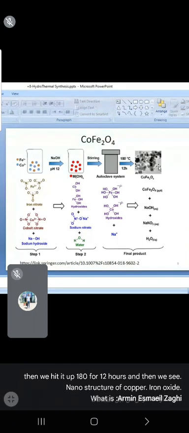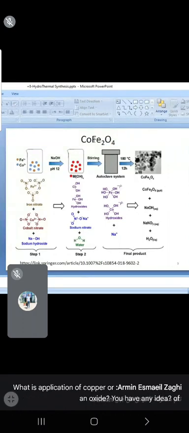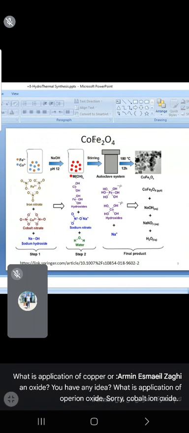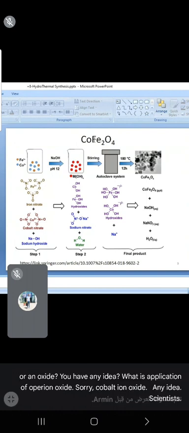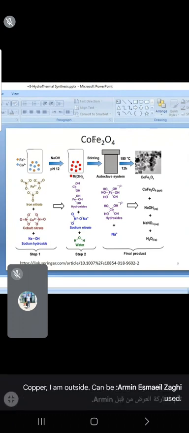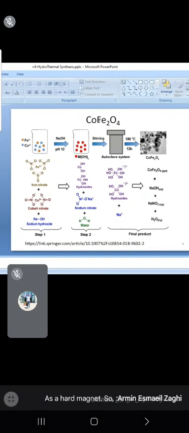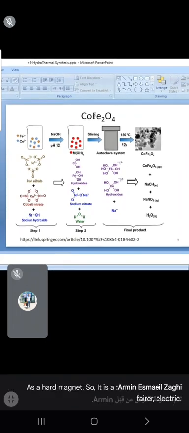What is the application of copper iron oxide? Do you have any idea what is the application of copper iron oxide? Sorry, cobalt iron oxide. Any idea, scientists? Copper iron oxide can be used as what? Do you have any idea? As a hard magnet. So it is a ferromagnetic material.